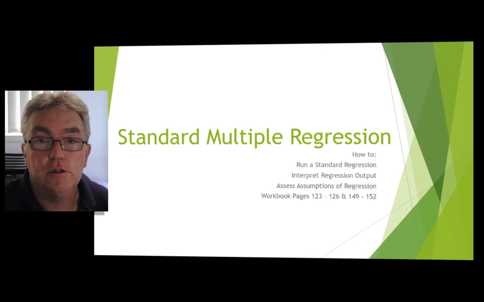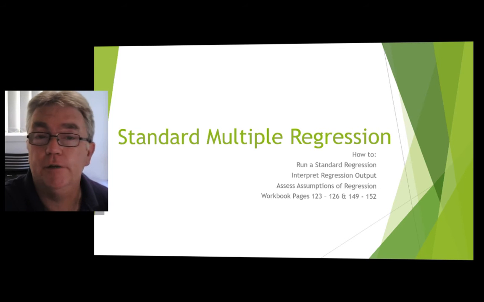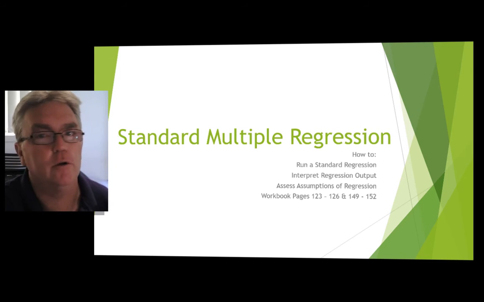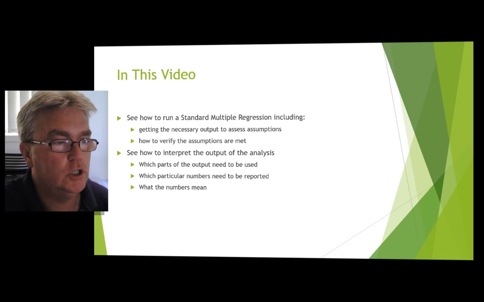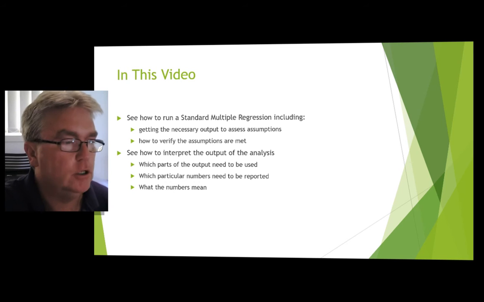Okay, so this is just a video going back over multiple regression, in particular focusing on how to get the output to assess assumptions, how to assess the assumptions, and then just a basic recap of how to interpret multiple regression analysis. There'll be another video on how to look at influential scores. For this one, just how to run multiple regression, check the assumptions, and then interpret the output.